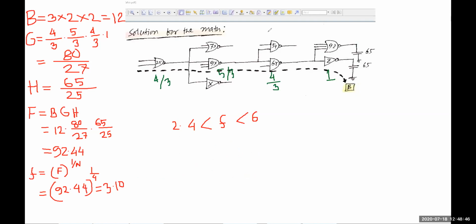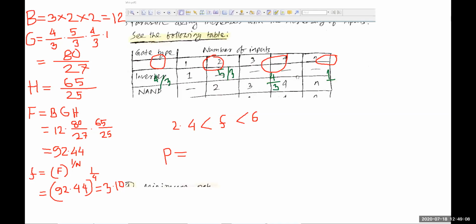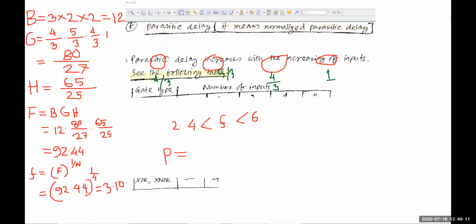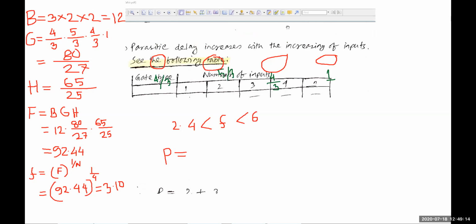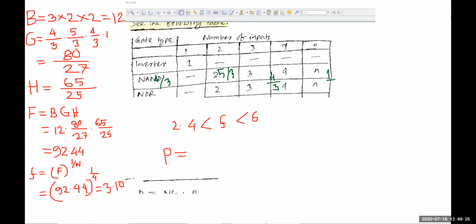Now come to p. P is the parasitic delay. Parasitic delay is the delay for this gate, this gate, this gate, and this gate. There is a table for this. Let me show you the table. Yeah, this is the parasitic delay table. See, for different gates, the parasitic delay is different, and for different inputs, the parasitic delay is different.